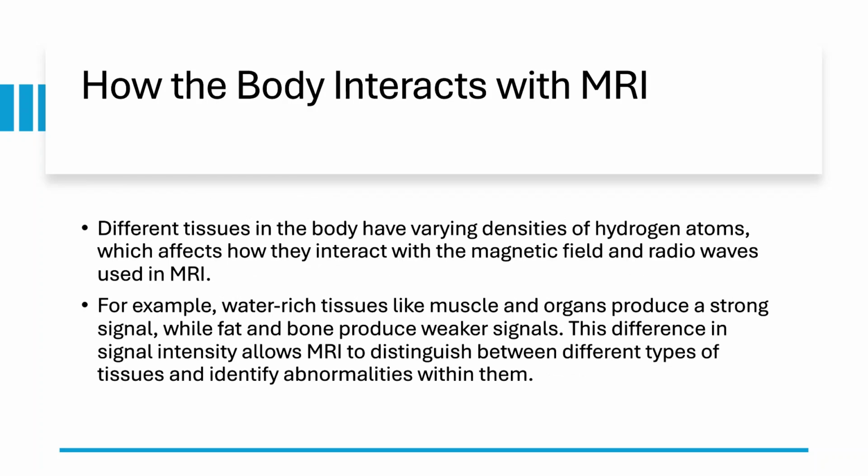Now, let us see how the human body interacts with MRI. So, different tissues in the body have varying density of hydrogen atom, which affects how they interact with the magnetic field and the radio waves used in MRI. For example, water-rich tissues like muscle and organ produce a strong signal, whereas the fat and bone produce weaker signal. This difference in signal intensity allows MRI to distinguish between different types of tissues and identify the abnormalities within them.